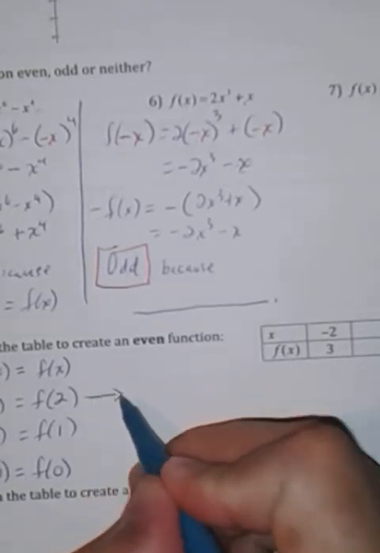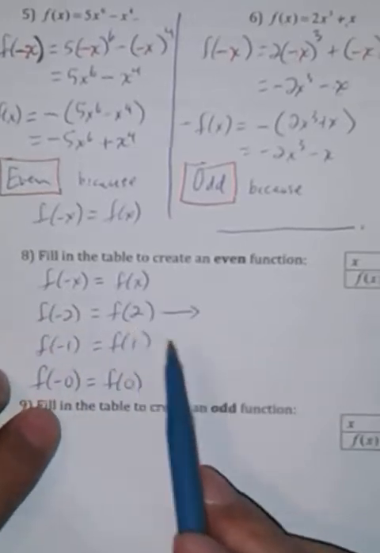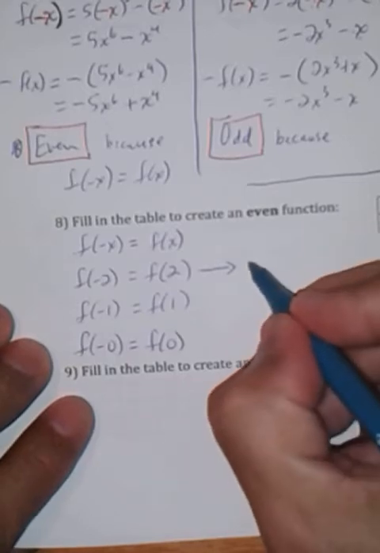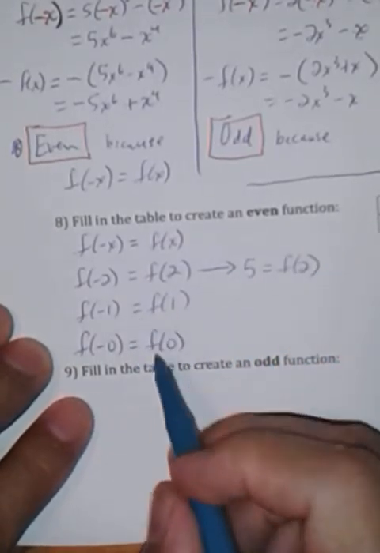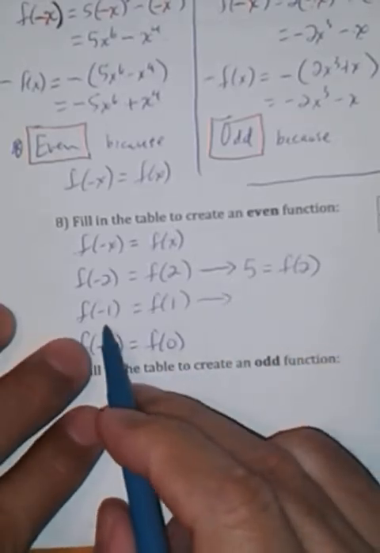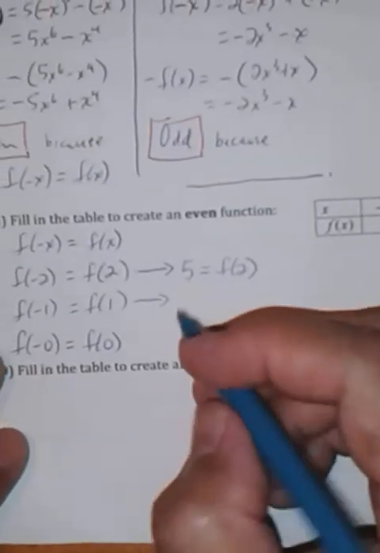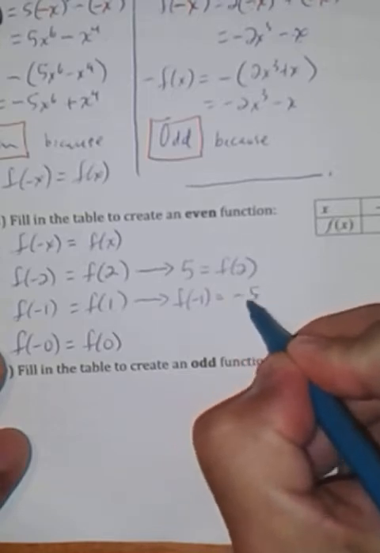Is there anything we can replace in this statement? Like, do we know what f of negative 2 is or what f of 2 is? Yep, f of negative 2 is 5. So I can rewrite this as 5 equals f of 2. This one, do I know what either one of these is? Do I know what f of negative 1 or f of 1 is? Yep, I know f of 1, so I'll replace f of 1 with negative 5. So f of negative 1 though will stay, right? F of negative 1 equals negative 5.